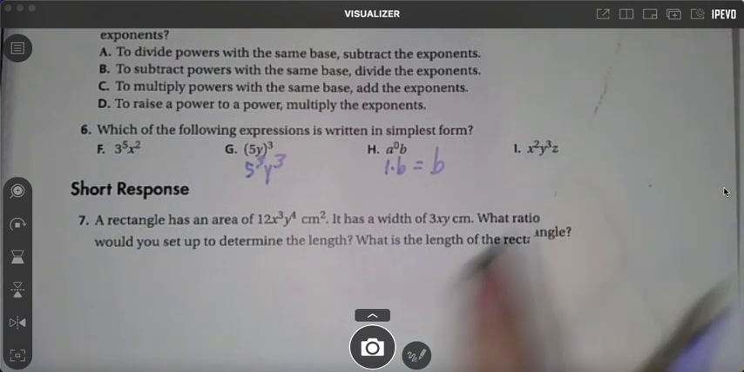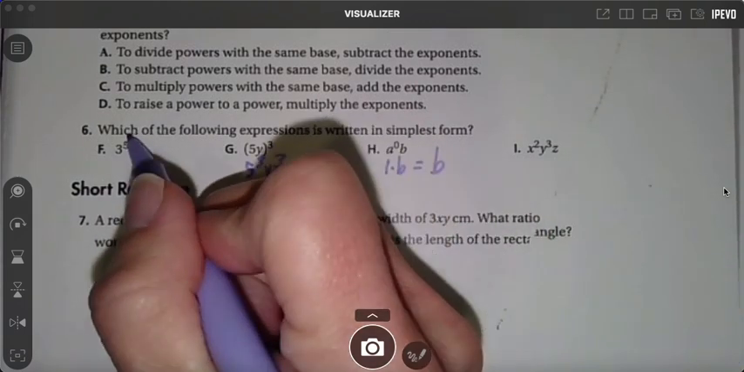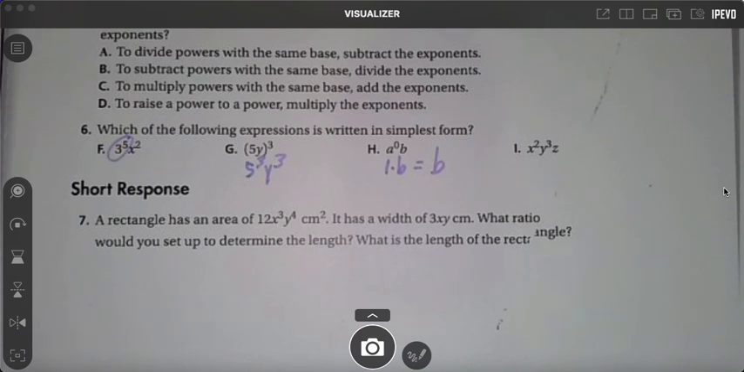And this one's just fine. There's nothing wrong with that. Okay, on this one it was that 3 to the 5th. Let's see. I don't really see any others.